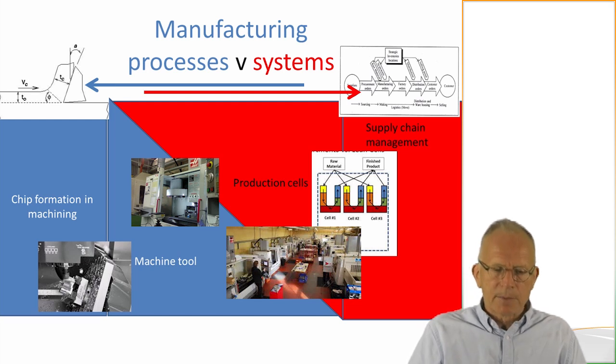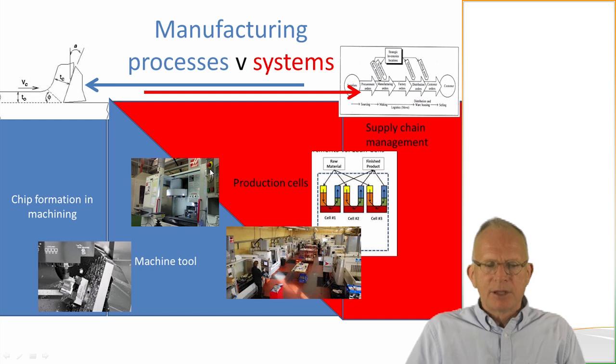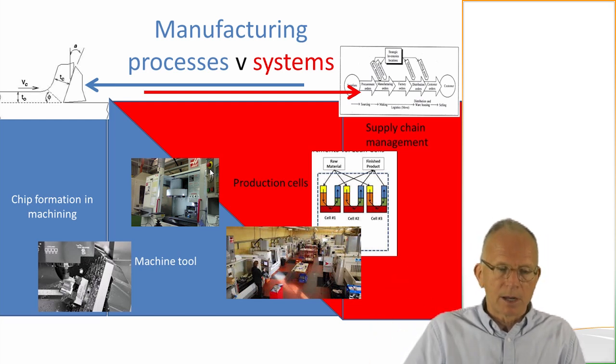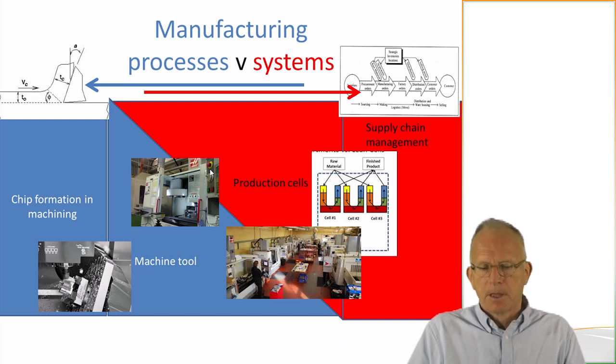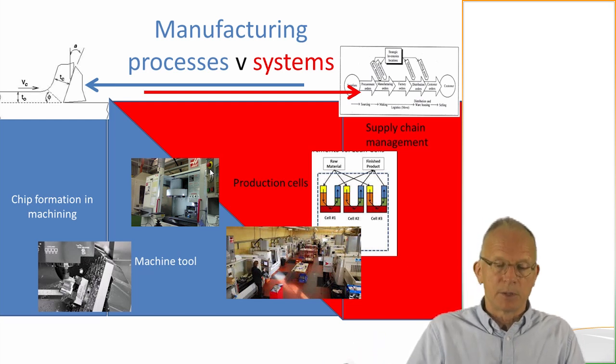So if we take a look at something like chip formation, which is represented here on the left side of the screen diagrammatically, this is clearly a manufacturing process. We're removing material, we're cutting metal or something. And then if we look on the right side, this is more clearly a system because we're looking at supply chain management. And in between we've got sort of machine tools and larger processes.